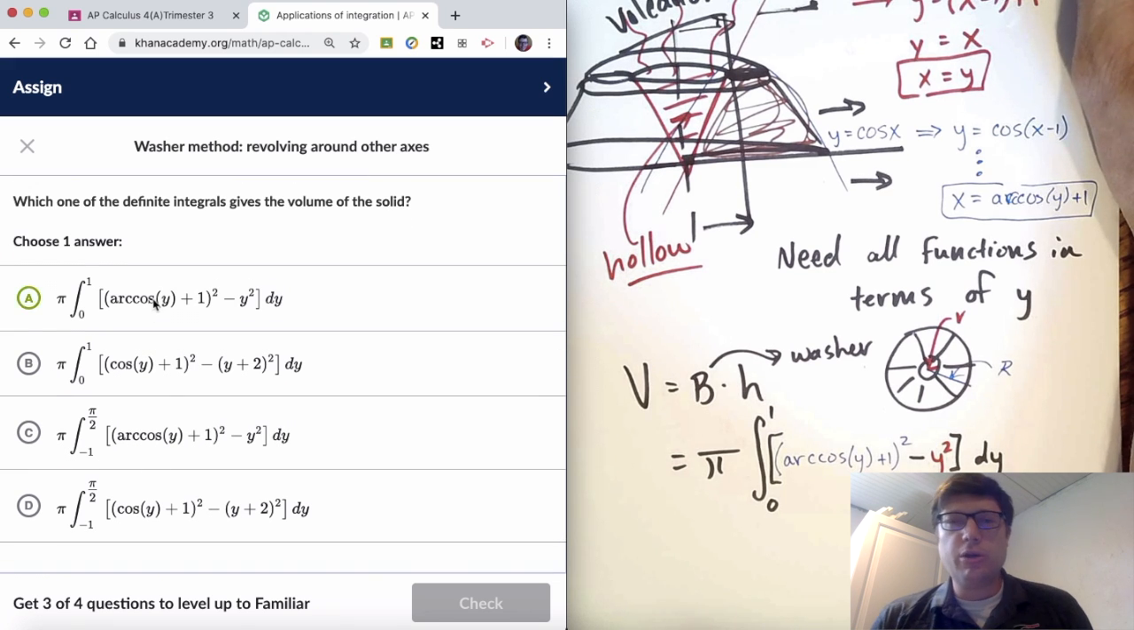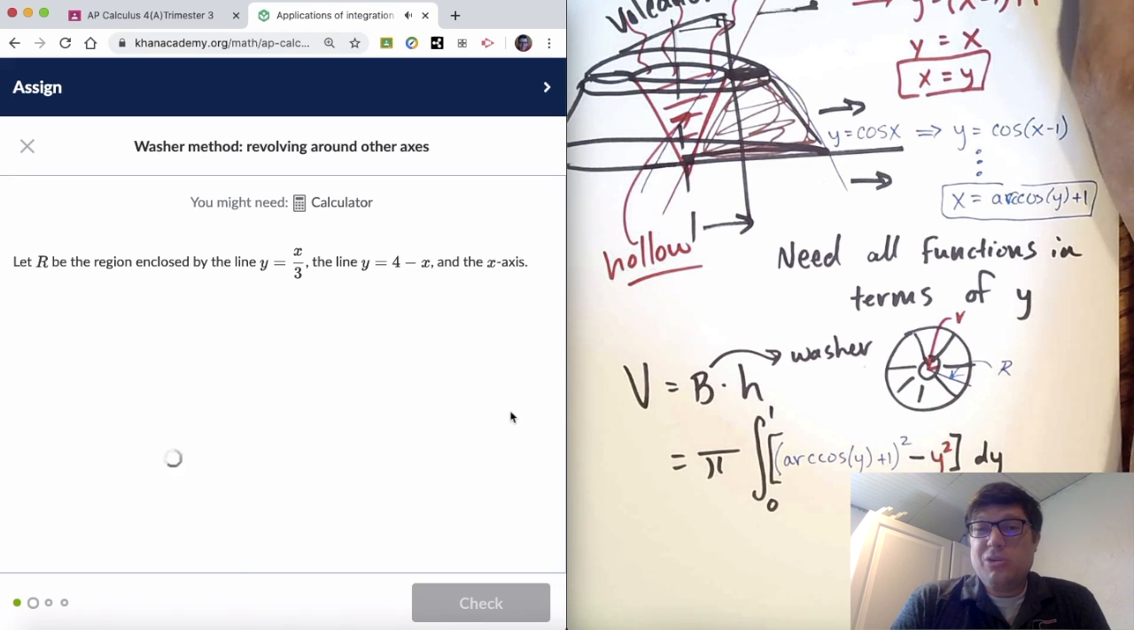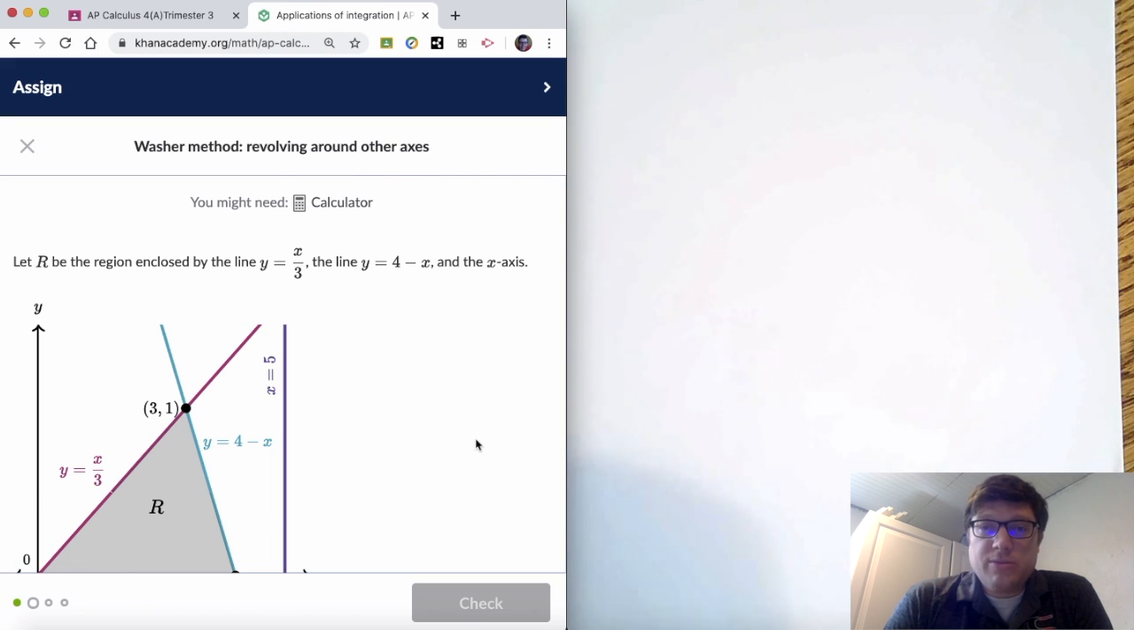Don't forget to look at your options in Khan Academy to know if you need to do a multiple choice or actually provide an answer. A was my answer.